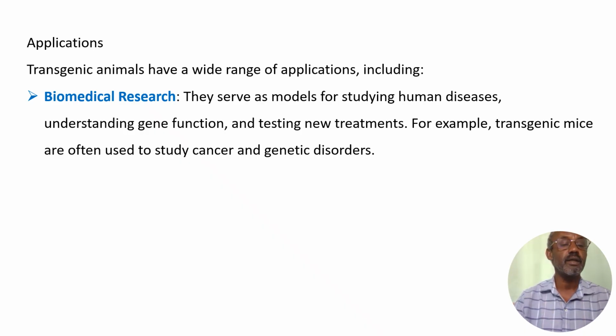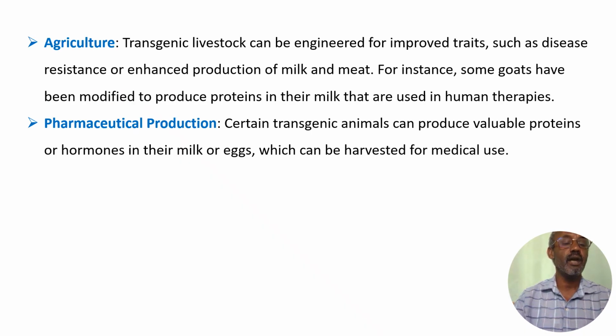And the other area of application is agriculture. Transgenic livestock or animals can be engineered for improved traits such as disease resistance or enhanced production of milk or meat. For instance, some goats have been modified to produce proteins in their milk that are used in human therapy. The protein expressed in the milk will be extracted and used for human disease treatment, by genetically engineering domestic animals like goats.